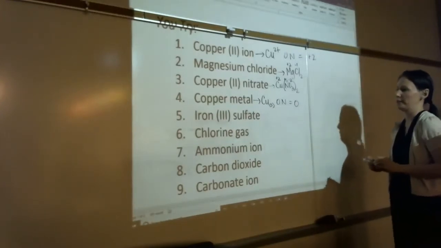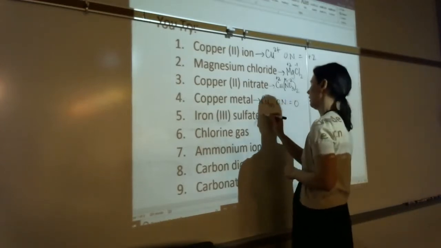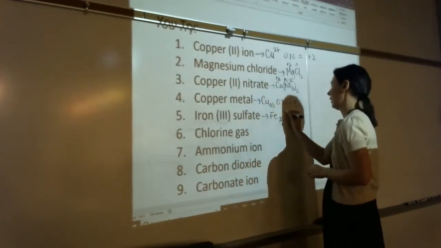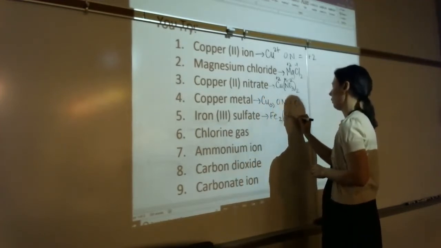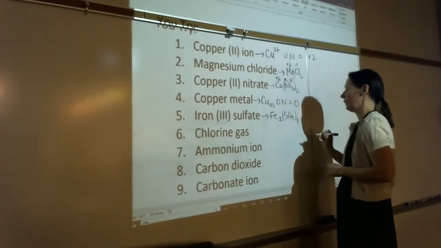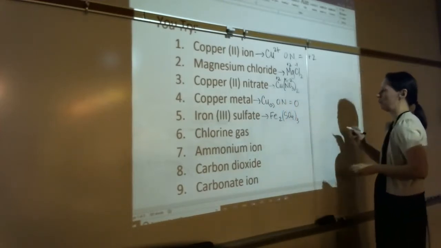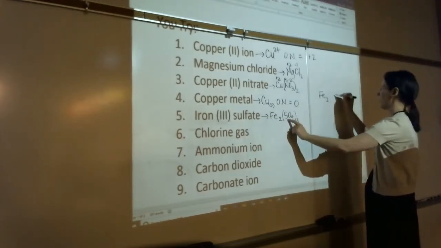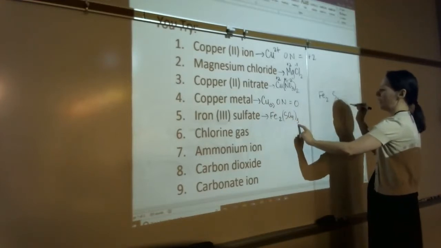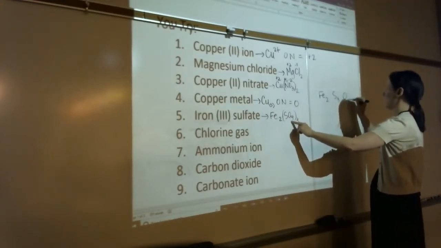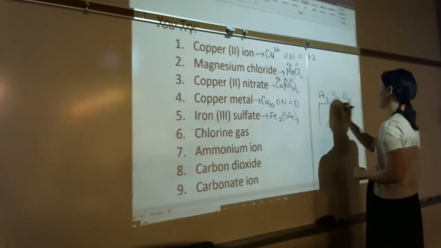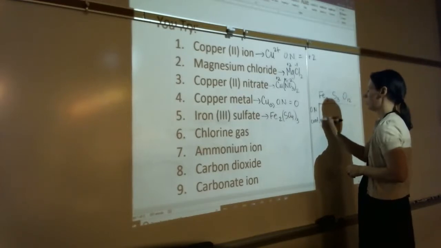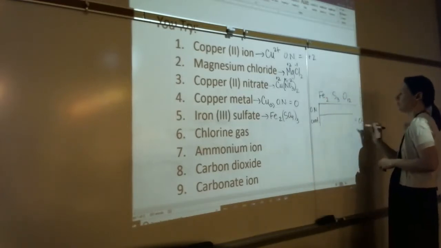Iron 3 sulfate. What's the formula here? Fe, then what? SO4, 3. Okay, so let's go ahead and distribute that 3 for our chart. We've got Fe2, and then distribute that 3. So S3, and then 3 times 4 is 12. This is a neutral compound. Right? Oxidation number, contribution. This adds up to 0 because this is a neutral compound.